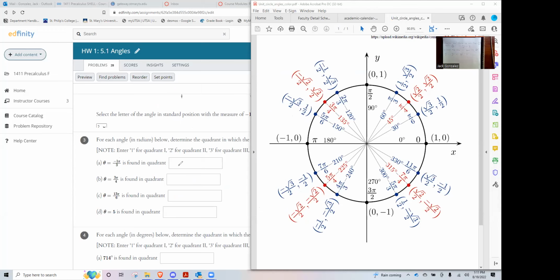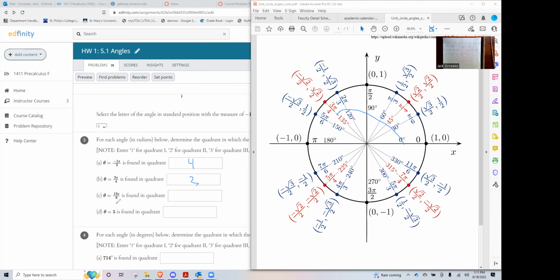3 pi over 4. Well, let's see. 3 pi over 4 is right here, and it's positive, so that's quadrant 2. They write it with Roman numerals, but it doesn't matter to me. 13 pi over 6, that is not on here. That is not a known angle.